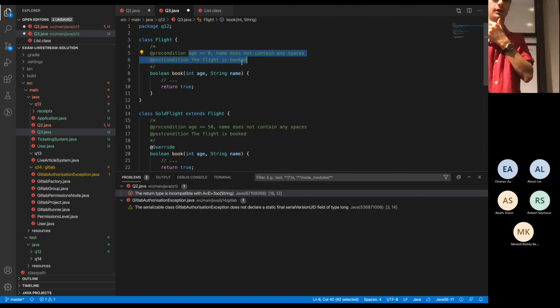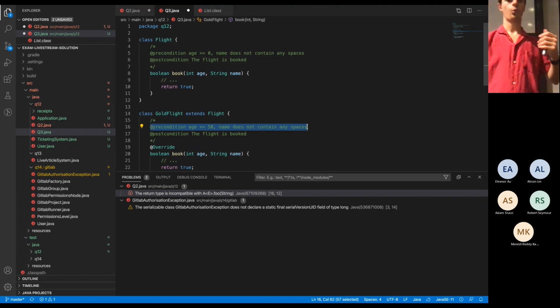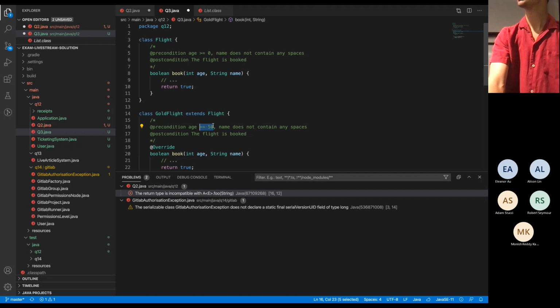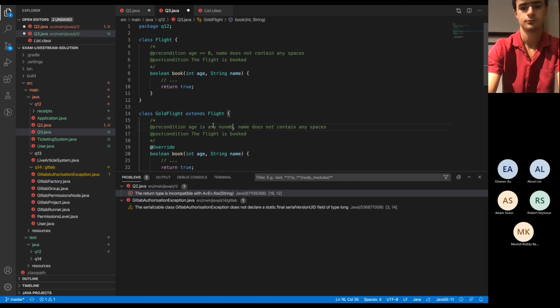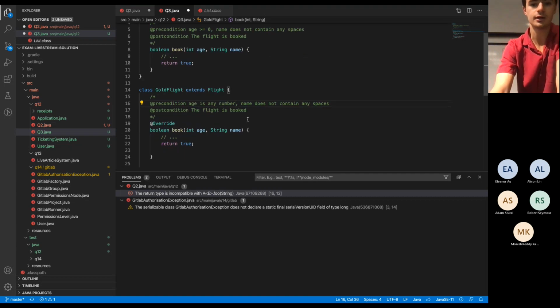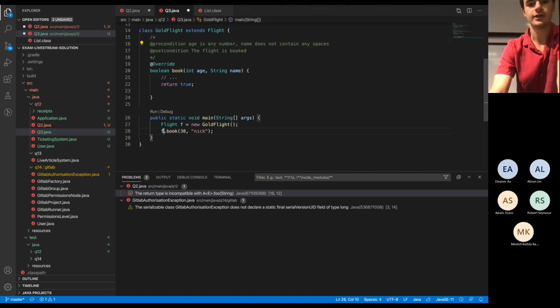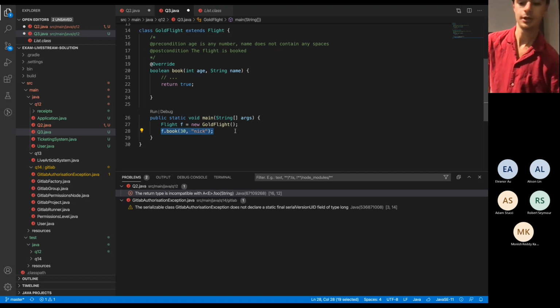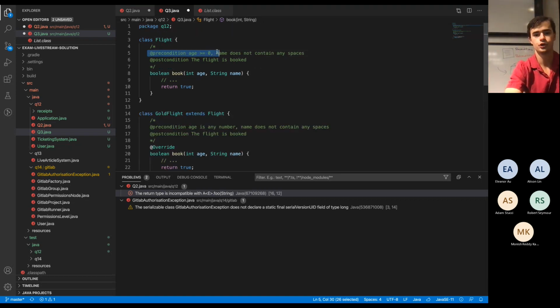So when you have a subclass, you can only weaken the preconditions, which is to say, if I make a gold flight, I can change this to age is any number, right? Age can be -1, age can be some random thing. It doesn't matter. And what that will mean is this line is still valid. You haven't broken the contract accidentally, because so long as you're complying to this rule, you will inherently comply to this rule. So we're allowed to weaken the preconditions.